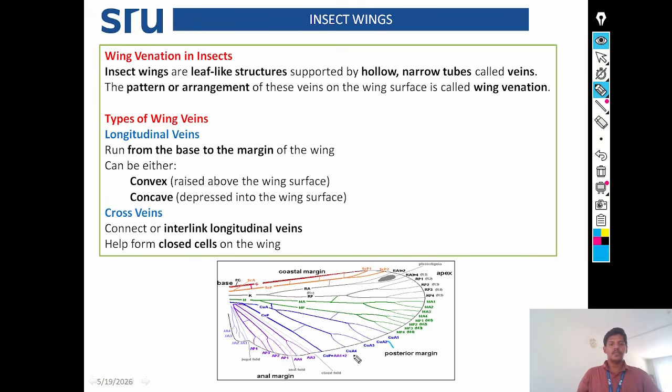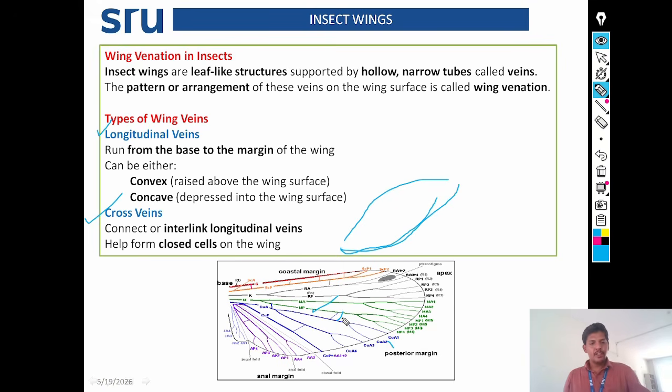On an insect wing, two types of veins are there, that is longitudinal veins and cross veins. These longitudinal veins run from the base to the margin of the wing, and they may be convex or concave. Cross veins connect or interlink longitudinal veins and help form closed cells on the wing.